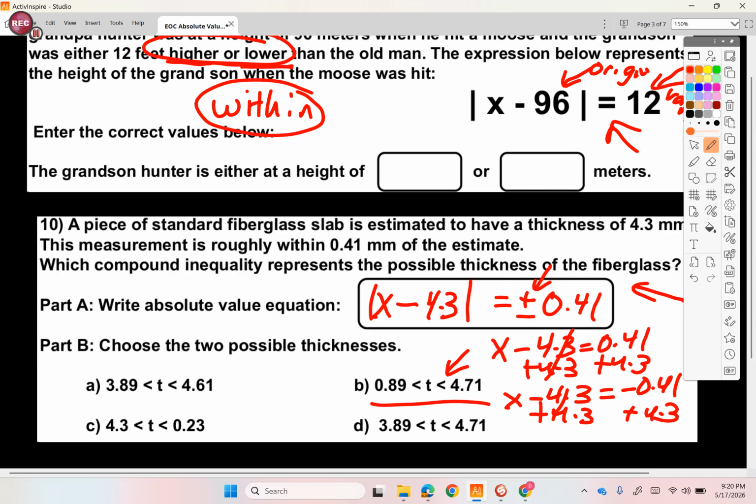On the top one, we get positive 0.41 plus 4.3, which gives you 4.71. So already we can eliminate these two choices. And down here, negative 0.41 plus 4.3 leads you to subtract and keep the sign of the bigger number. So it's a positive 3.89. So the answer is D here.